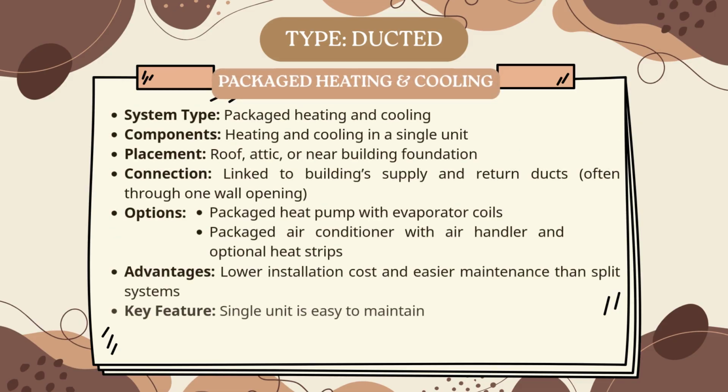The next system is the package heating and cooling system that combines both heating and cooling into one single unit. This unit is usually installed on the roof, attic or ground level and is connected through a single wall opening. There are two variations, which are package heat pump and package air conditioner with optional heating strips. There are a few advantages, which are lower installation cost, easy maintenance and compact design.